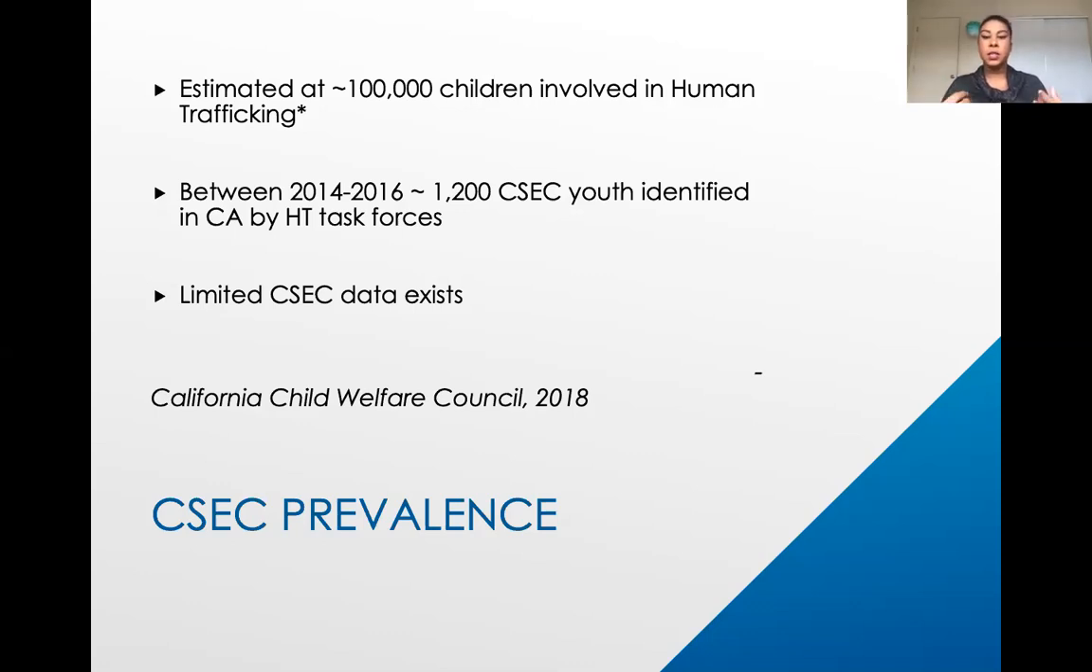What we can tell you is here at Monarch, we serve about 30 to 40 trafficking survivors annually, with about 10 to 15 of those trafficking survivors being youth under the age of 18.